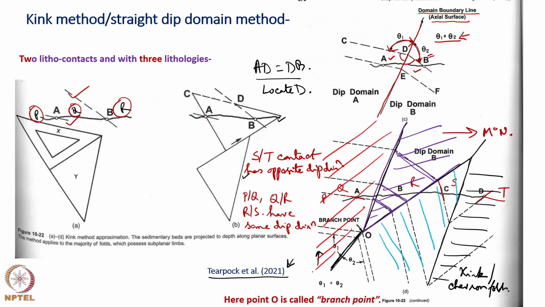So, how many deep domains are thought about here? Deep domain 1, 2, 3 and 4. Here how many deep domains we considered? 2 deep domains. So, in case of kink method, the deep domains are straight, that is why we call it straight deep domain method. There can be more than 2 deep domains if there are more than 2 lithological contacts.